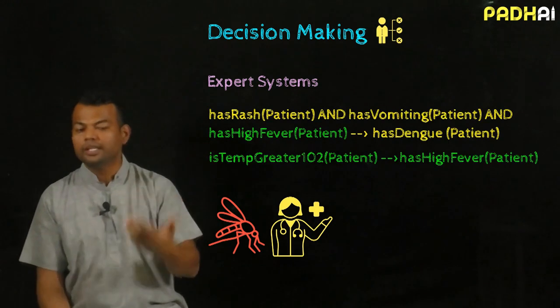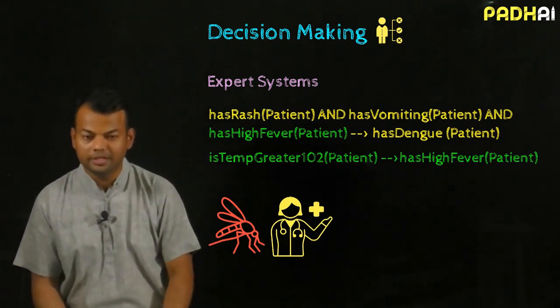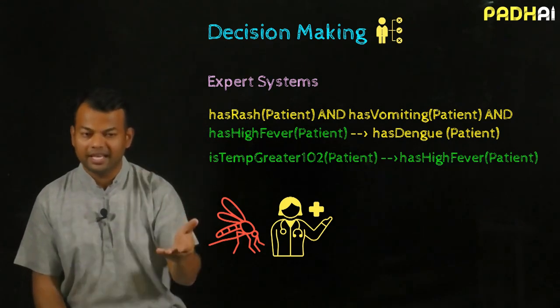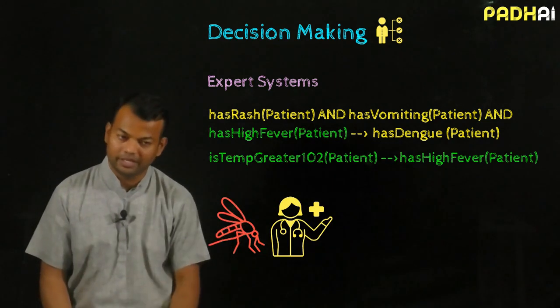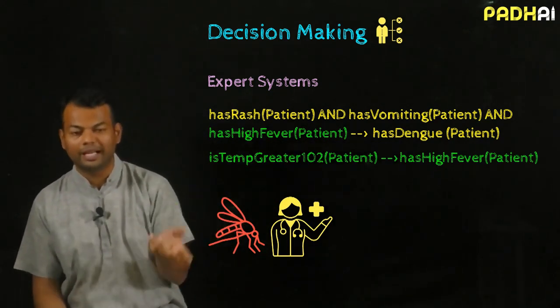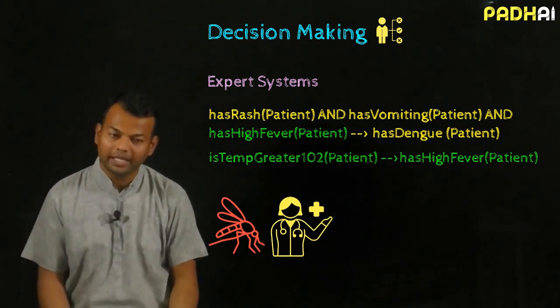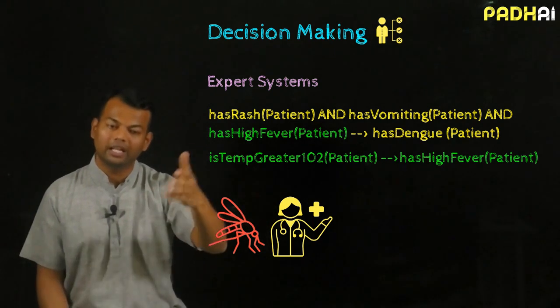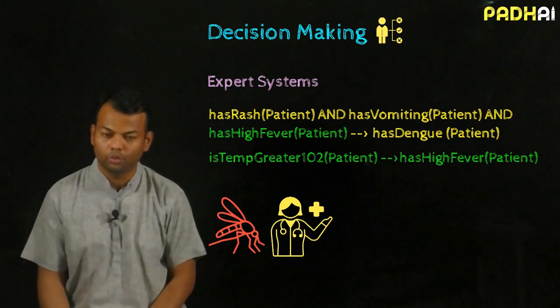And these are the rules that a doctor typically uses to perform this diagnosis: if the patient has rash and has vomiting and has high fever, then it implies that the patient has dengue. Of course, there would be other such combinations, right? It could be possible that the patient does not have a rash, but he has very severe cold and cough, in which case, again, cold and cough combined with vomiting and high fever would mean dengue. So I've just written one sample rule here.